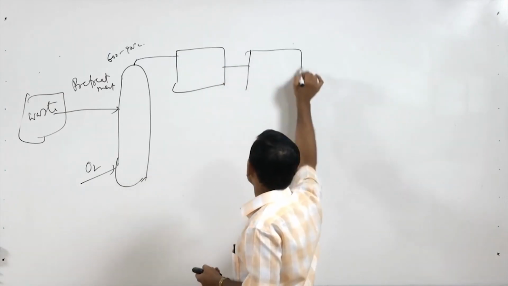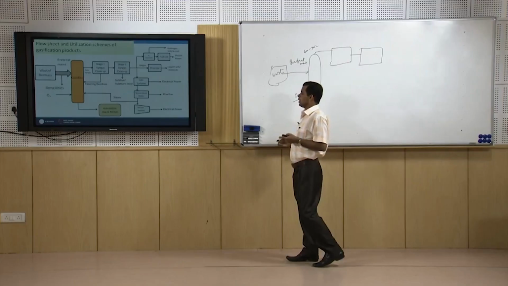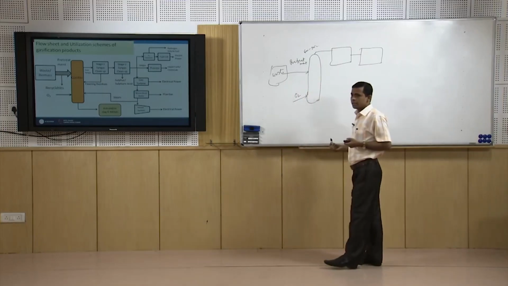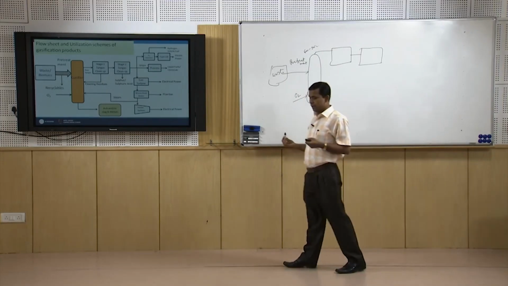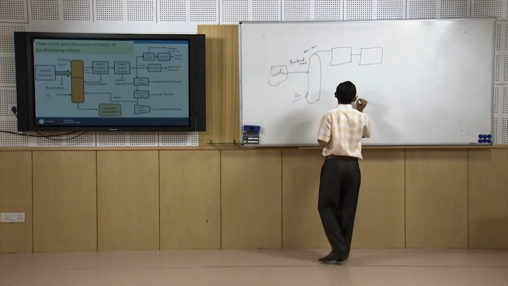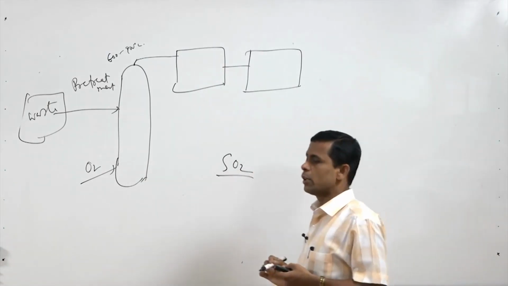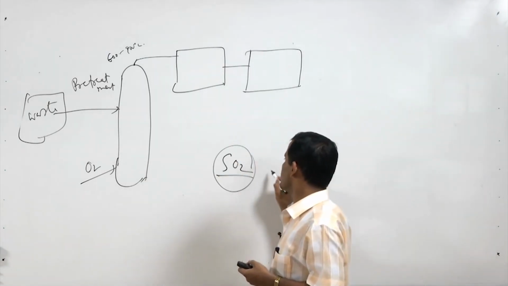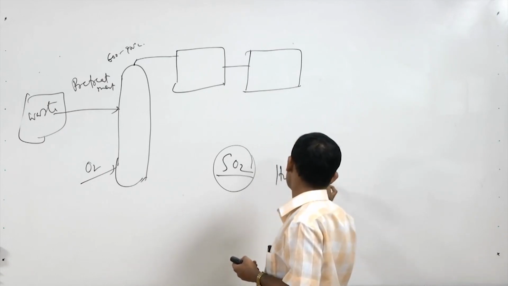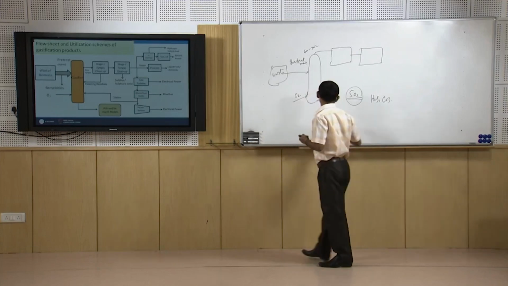Then in the second step we will clean the acid gases present, SO2, H2S and COS. SO2 will not be present here, unlike in incineration methods. We will be having H2S and COS, so we have to remove the H2S and COS in this case.